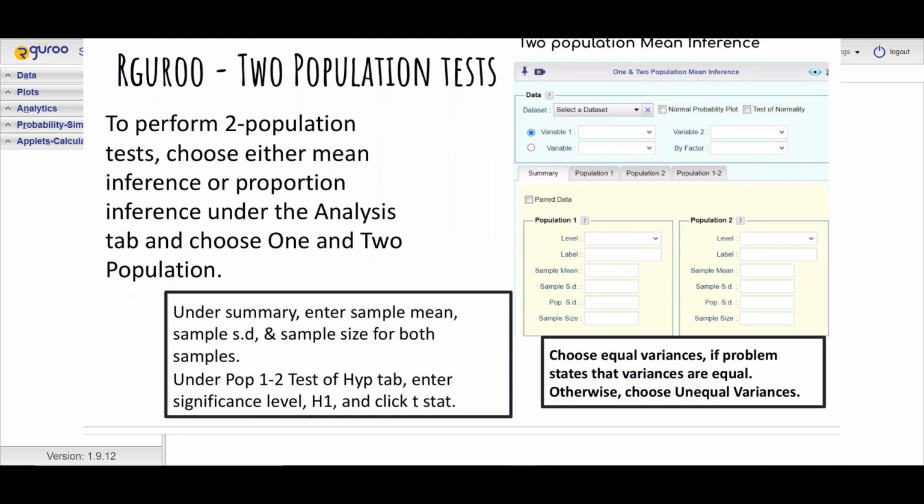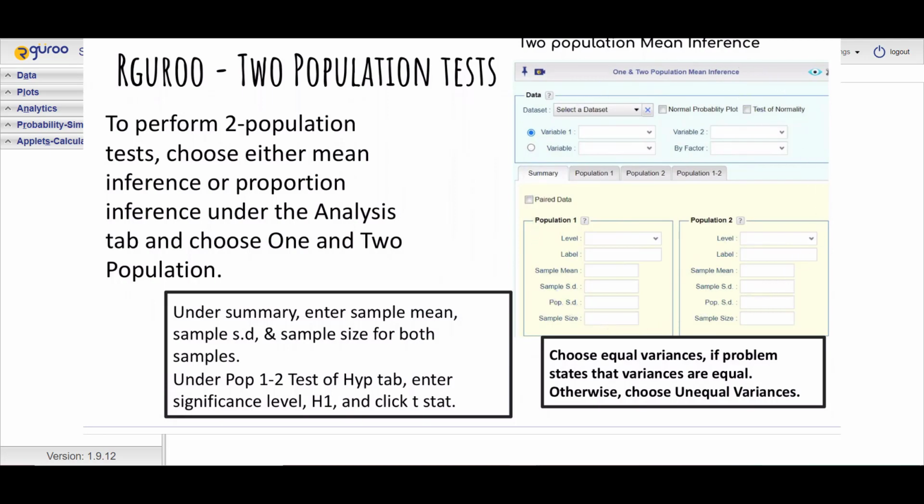of these tests. It will look slightly different, the box that pops up when you click on 1 and 2 population. So again, we go to Analytics, we click on the Analysis tab, and in the drop down, we either choose Mean Inference or Proportion Inference. And then we'll choose 1 and 2 population. It's 1 and then the and symbol, 2 populations. So then you're going to get this box.